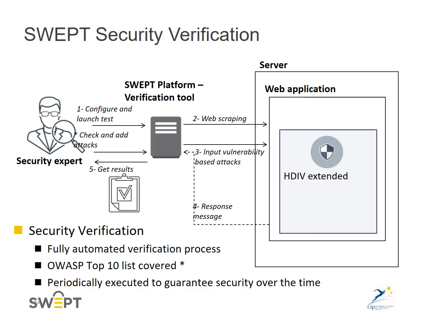Since the web application is protected by HDIV, attacks are detected by HDIV, which sends a response message to the verification tool acknowledging that the attack has been detected and prevented. So the verification tool knows from information from HDIV that HDIV is successfully protecting against this particular vulnerability. This occurs for all potential vulnerable elements in a completely automated process that covers the whole OWASP top 10 list, and this automated process occurs on a regular basis.